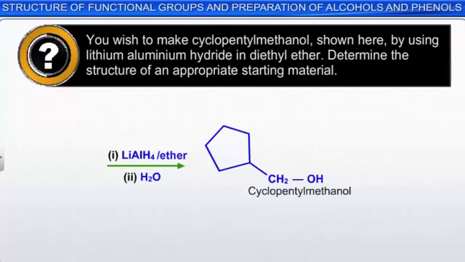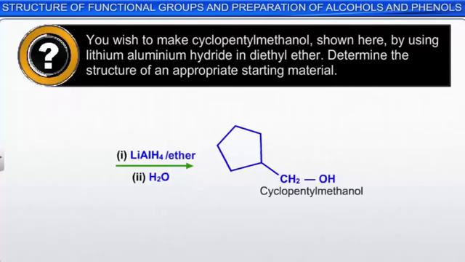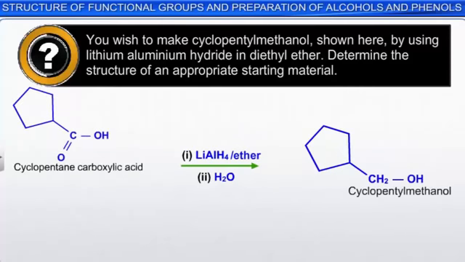You need to work backwards from the desired product. Remember that using lithium aluminium hydride involves two steps that should be listed over the arrow. An appropriate starting material would be cyclopentane carboxylic acid. Since the desired product is a primary alcohol, you could also start with the appropriate aldehyde instead of the carboxylic acid.